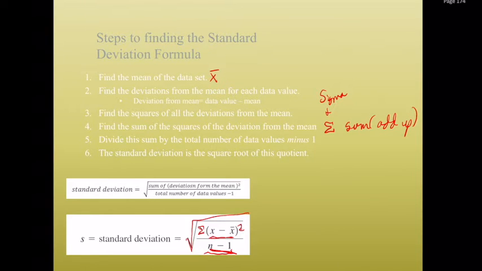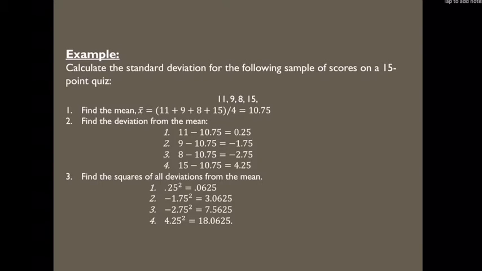So why don't I go through a smaller example step by step. Let's calculate the standard deviation for the following sample scores on a 15-point quiz. Here are my scores: 11, 9, 8, and 15. The first thing I have to do is calculate the mean. So I'm going to take 11 plus 9 plus 8 plus 15 divided by 4, because 4 is my sample size. That gives me 10.75. My next step is to take each of my data values minus the mean. So 11 minus 10.75, 9 minus 10.75, 8 minus 10.75, and 15 minus 10.75.